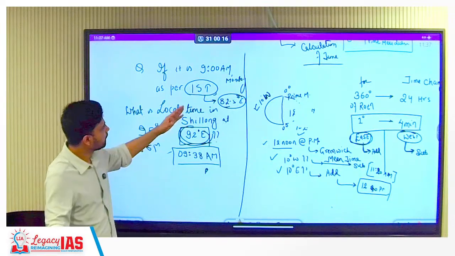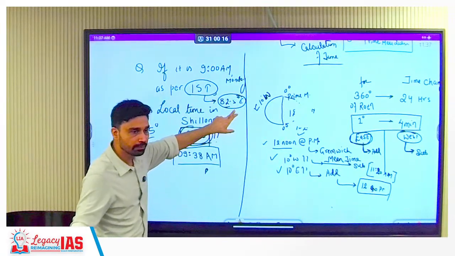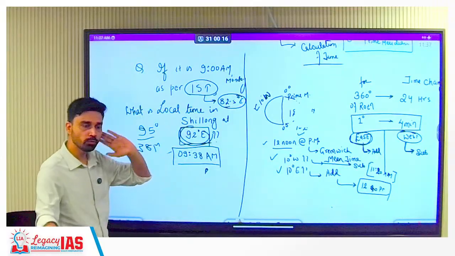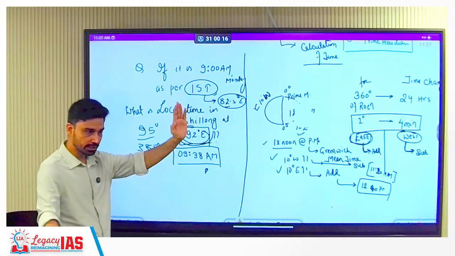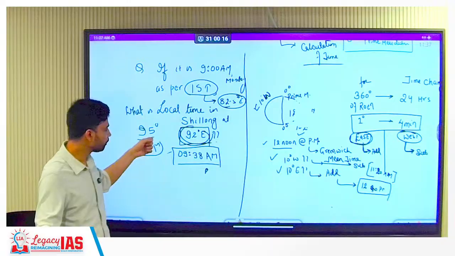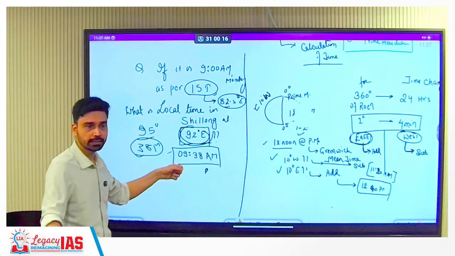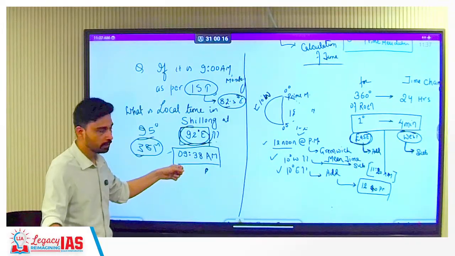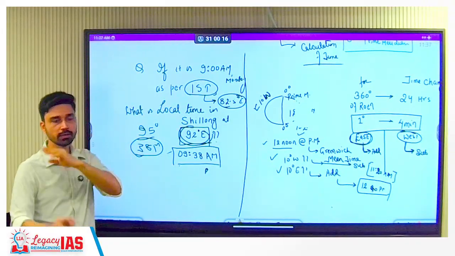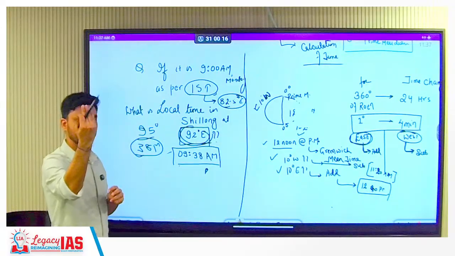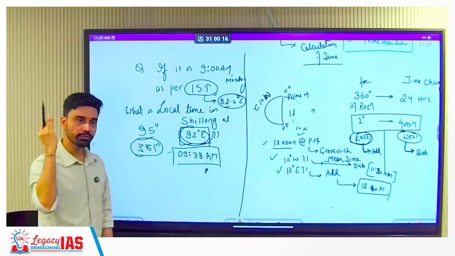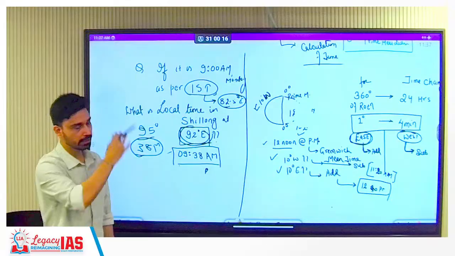Now add or subtract? Add, because if 82.5 degrees east is the time, you are going to 92. That means you are moving further in which direction? Eastern direction. So in the eastern direction, you have to add the difference. That's why 9:38 AM. Clear? Right? Because 0 degree, 10, 20, 30, 40, 50, 60, 70, 80 and then 90. So you are going further toward east all the way up to 180.